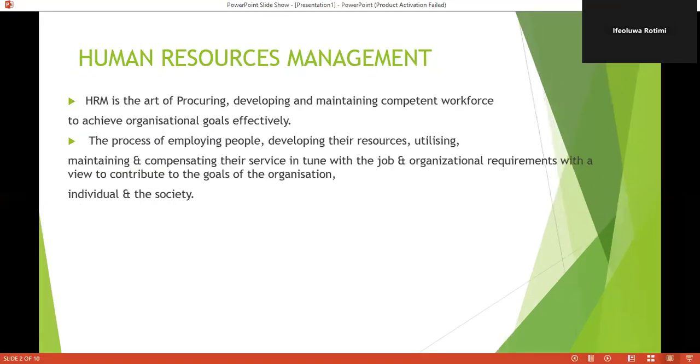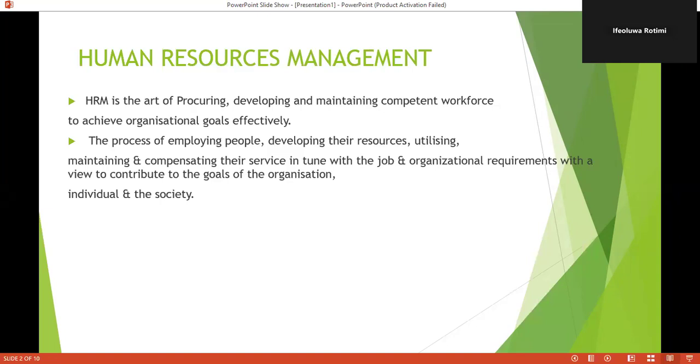Let's look at procuring. Procuring means getting something together, recruiting, just like maybe you want to procure a material from the market. So you're referring to getting people, developing them, and maintaining a competent workforce to achieve the organization's goal. The goal of that particular organization is what you are looking towards, and that is the essence of recruiting.